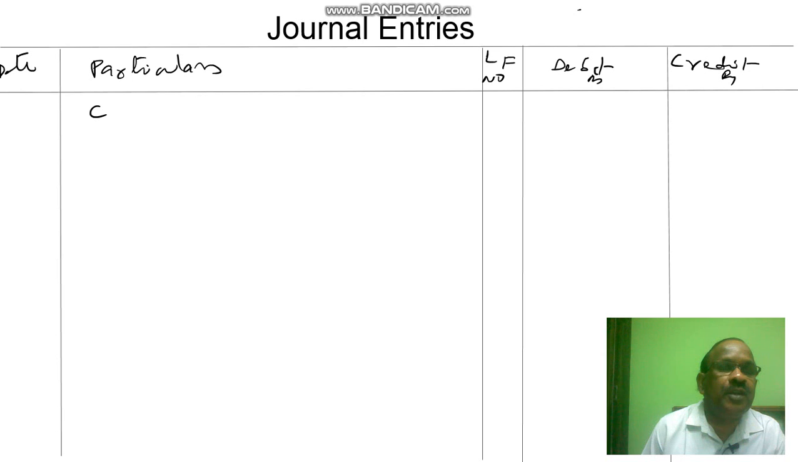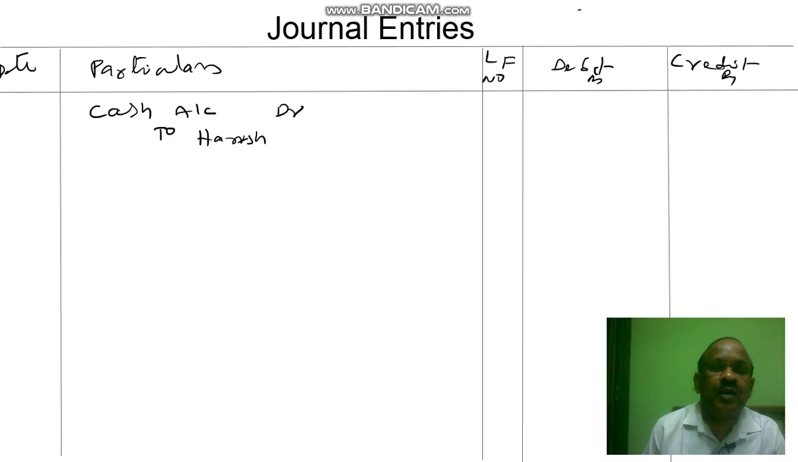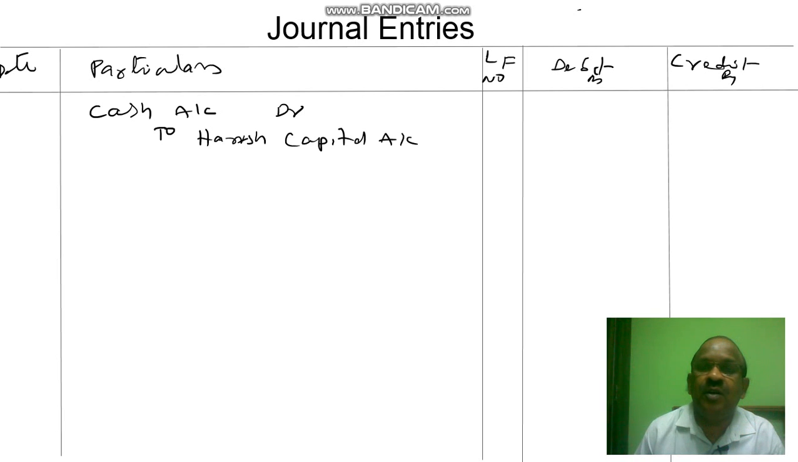So the entry is cash account debit to Harish capital account. The amount here is 2 lakhs.